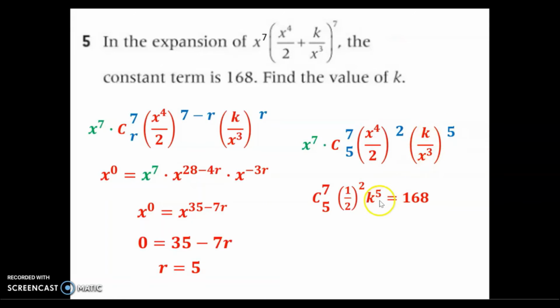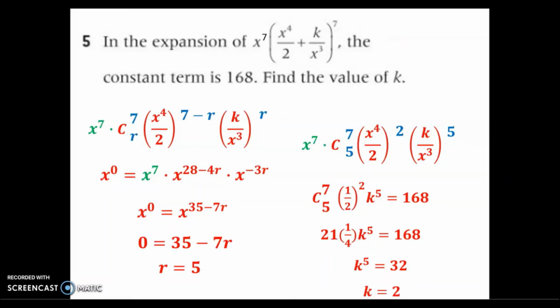So we have k to the 5th, and all of that produces the constant term, which is basically the coefficient. The x's are gone, right? So we have that equals to that. Now, solving this for k. This becomes 21, the combination, times 1/4, k to the 5th. Now I'm going to multiply by 4 over here and divide by 21. So k to the 5th equals 32, and k equals 2. A little bit tougher.